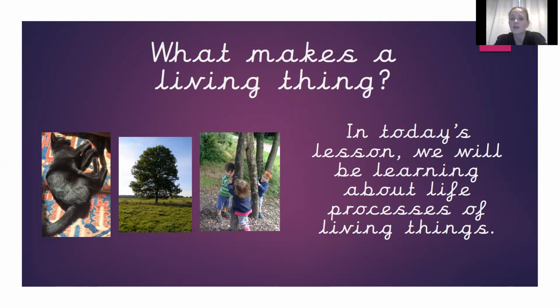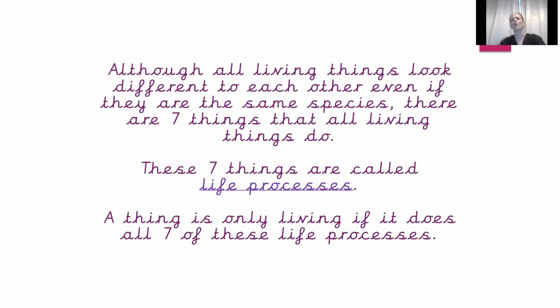So, what makes a living thing? In today's lesson, we will be learning about life processes of living things. There are a certain number of life processes that things do that tell us that they are living. Although all living things look different to each other, even if they are the same species, there are 7 things that all living things do. Regardless of what kind of living thing, they all do this. These 7 things are called life processes. So say it with me, life processes. Life processes. A thing is only living if it does all these 7 things. If it doesn't do all these 7 things, it is not classified as a living thing.